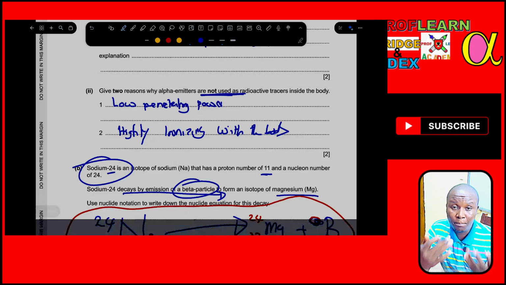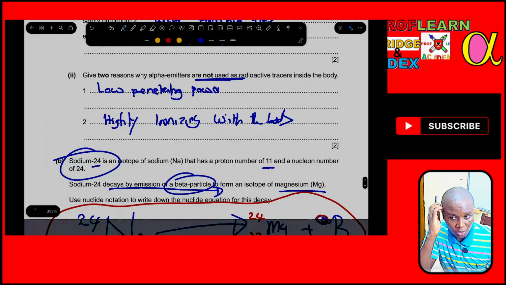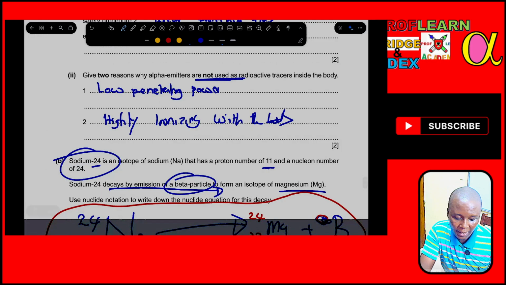Alpha particles have low penetrating power, so meaning if they enter into the body, they cannot penetrate through the skin. Remember, they can also be stopped even by paper. So they are not used because they have low penetrating power, so they cannot penetrate out to be detected. You need to add that.